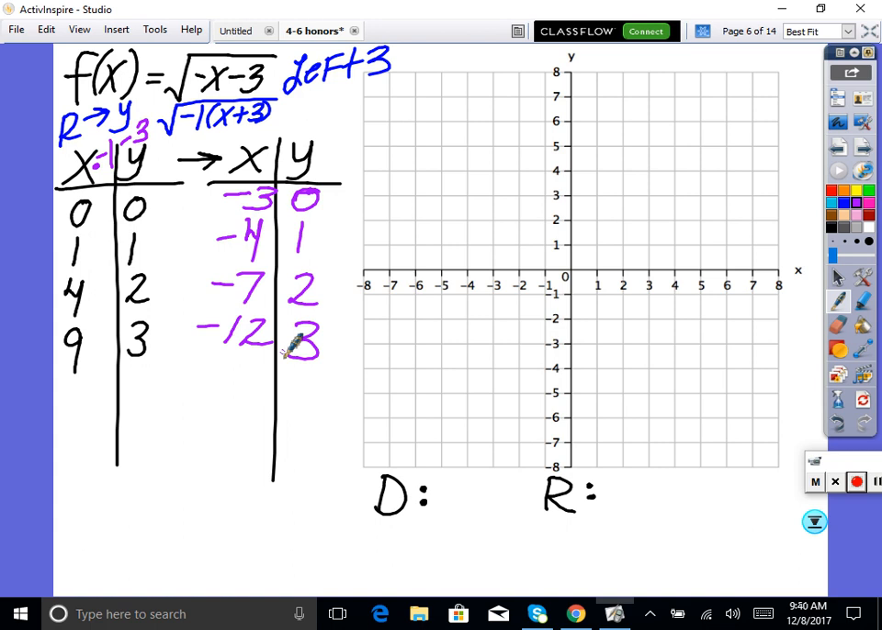Okay, so let's do this. First of all, I like to just graph my start: -3 up 0, right? -4 up 1, -7 up 2. Well, that makes sense. Okay, good. Our domain is -infinity up to -3, and my range? Not quite. That's actually a common mistake, so 0 to infinity.